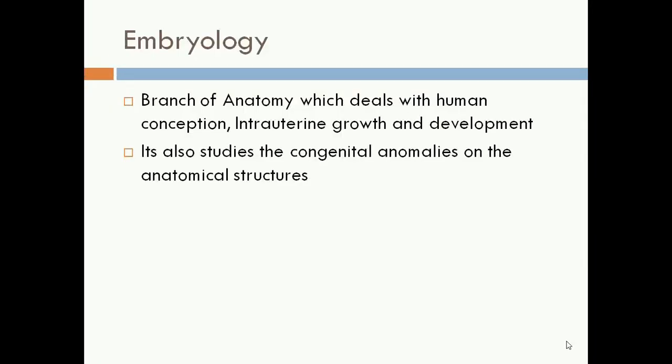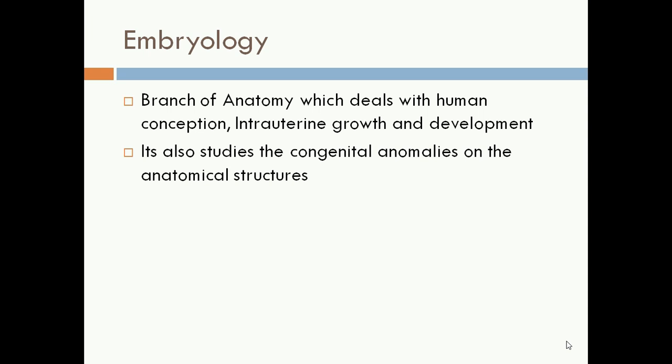What is embryology? It's a branch of anatomy which deals with human conception, intrauterine growth, and development. It's also a study that will let us know about the congenital anomalies and the development of the various anatomical structures. Whenever there is a variation in the normal development, we use the word anomaly. Anomaly means some abnormality in the normal growth.